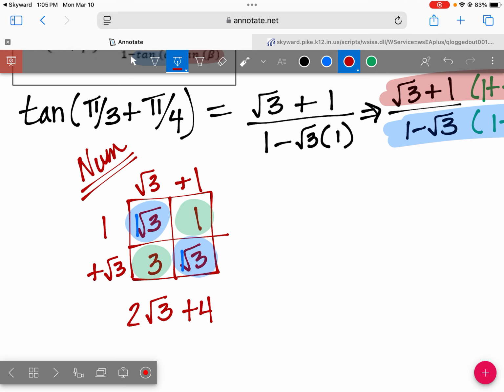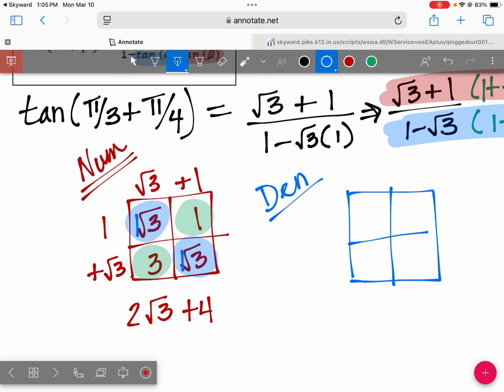So our denominator, which is the whole purpose of doing this, because we should not have a square root when we're finished. So we're going to make a box. And you're multiplying 1 minus root 3 times 1 plus root 3. So go ahead and fill in your 4 squares.